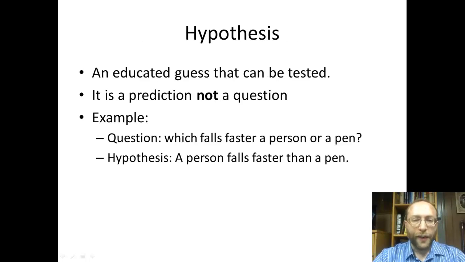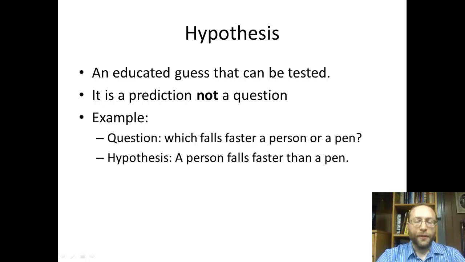Now here we're going to find out what a hypothesis is. It's an educated guess that can be tested. If it cannot be tested, then it's not a hypothesis. Like, for example, a statement that 50 angels can fit on the head of a pin can be an educated guess. You can base it on quite a bit of logical reasoning, but it's not something that can be tested because we have no way of detecting angels.